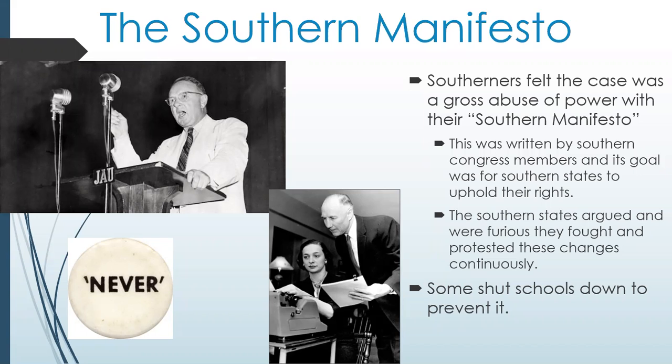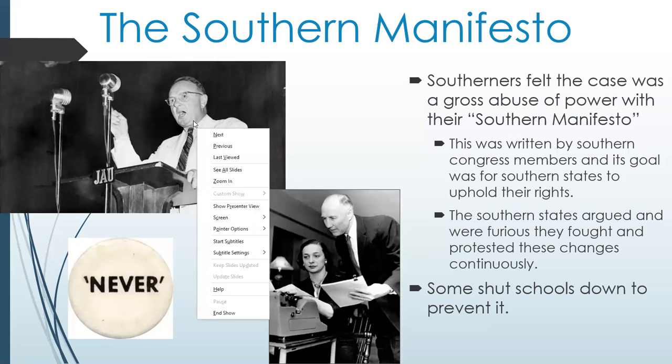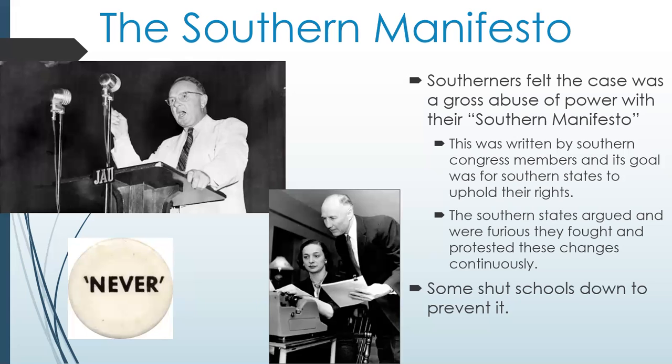They argued furiously about these school changes, especially. Some states will even shut down their schools to prevent integration. And then we're going to talk about something that's going to happen in Arkansas, where all of this is going to come to a head. But the governor of Arkansas is going to try to play tough with the wrong guy to play tough with, really. And we'll talk about why in a second.